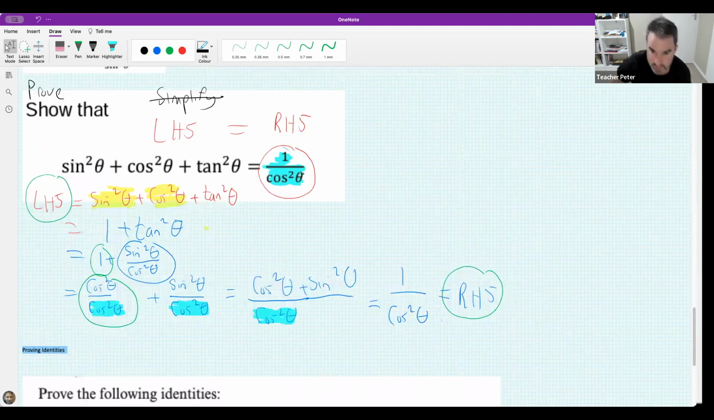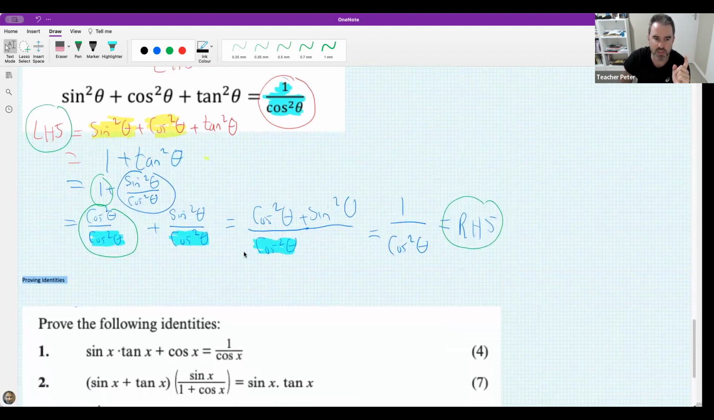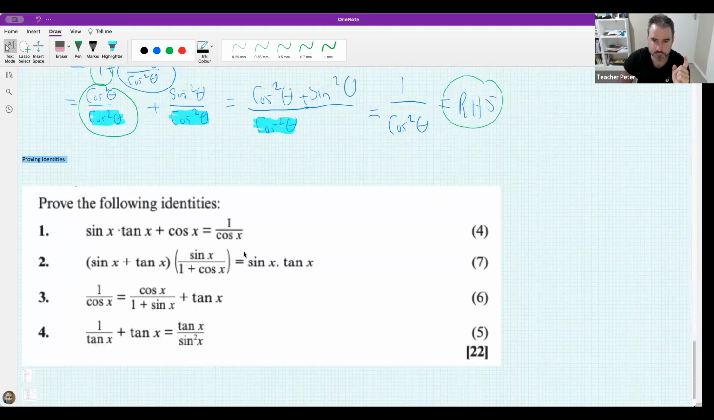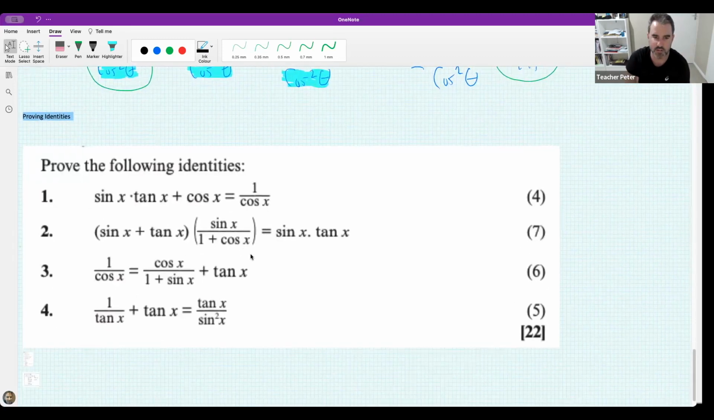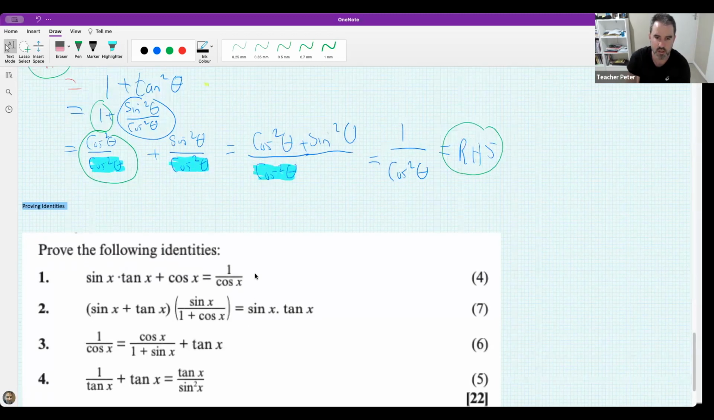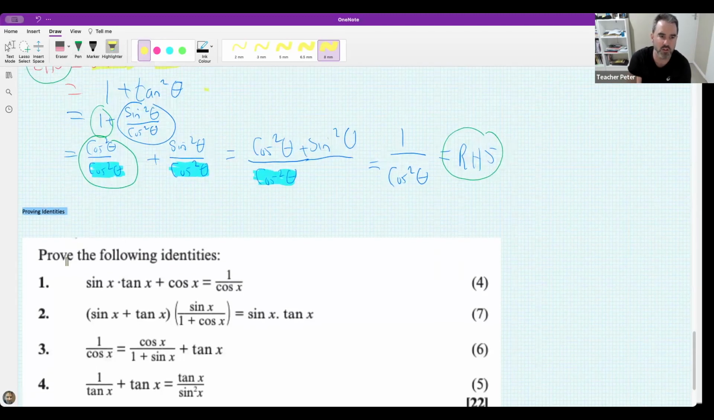Now, this is what we're going to do in the next lesson. We are going to take the skills that we've learned in this lesson and apply them to these proving type questions. But we are going to do one more question for tonight where we deal with this idea again. So we are going to do question number 1. In fact, let me leave the other part there so you can see it. I want you all to try and prove this identity in yellow. And the way you're going to do it is you're going to start with the left-hand side because that's the more difficult.